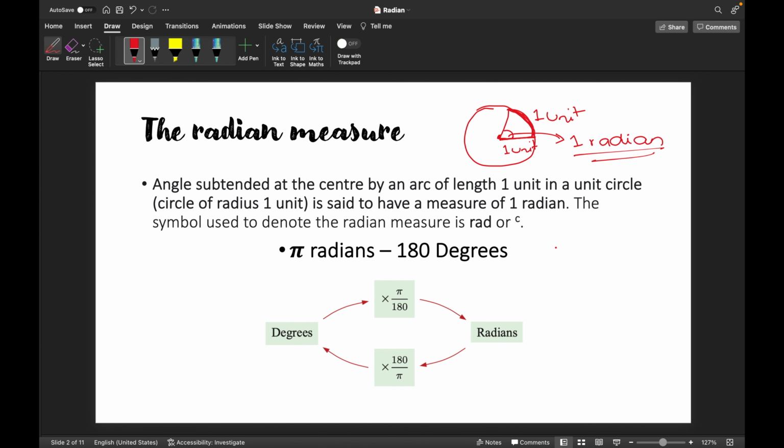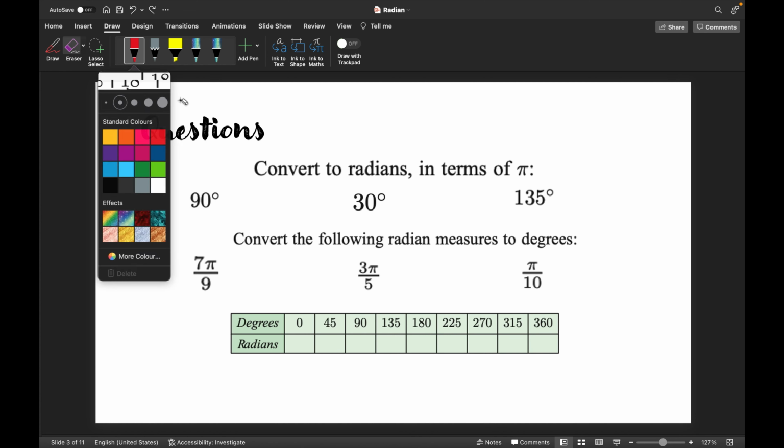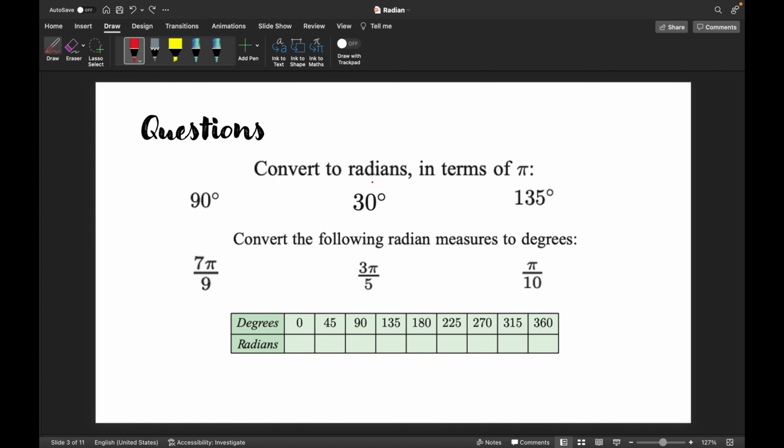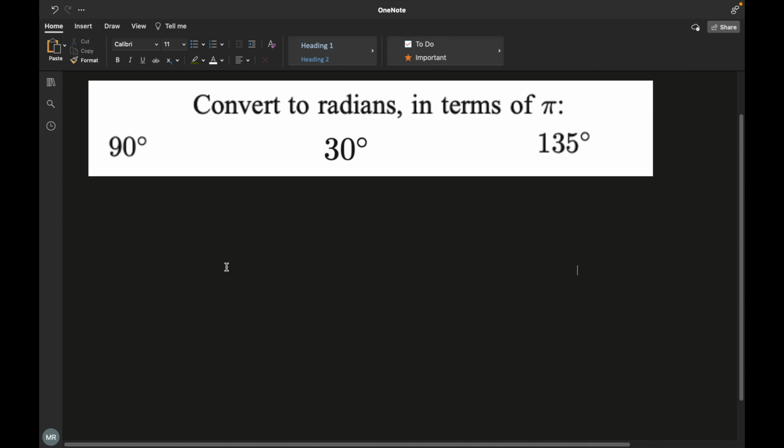Let's move on to a few questions. So this is extremely important, and so is this. If the concept is clear, let's move on to a few questions. So we're supposed to convert degrees into radians. So let's work this out. Have your calculators with you.